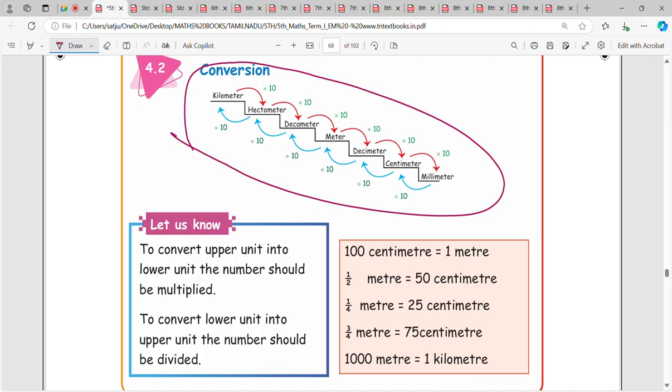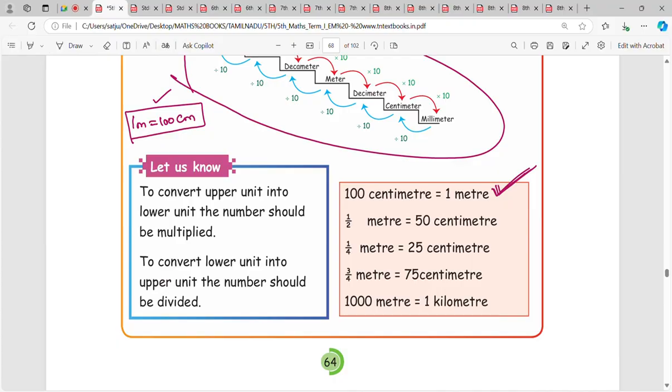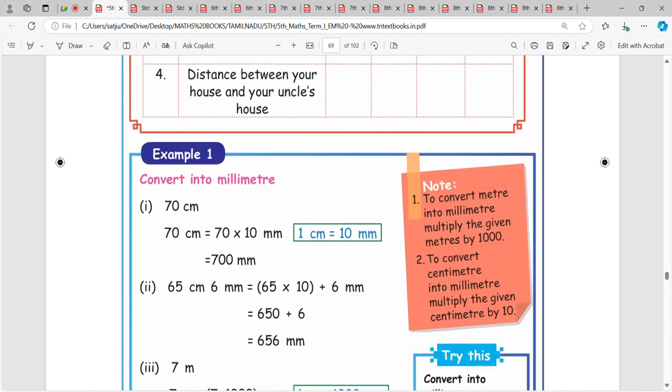And 1 meter is equal to 100 centimeter. This one. Okay. So like this, you guys mark it. So page number 64. Page number 64. This diagram easily you can remember. Yes. This is only you need to know here. Nothing else required.